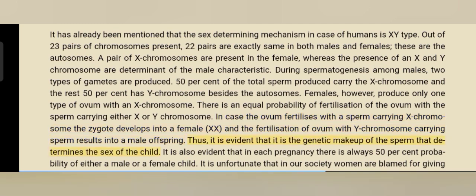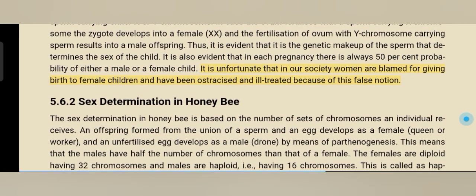Thus, it is evident that it is the genetic makeup of the sperm that determines the sex of the child. It is also evident that in each pregnancy there is always a 50% probability of either a male or a female child. It is unfortunate that in our society women are blamed for giving birth to female children and have been ostracized and ill-treated because of this false notion.